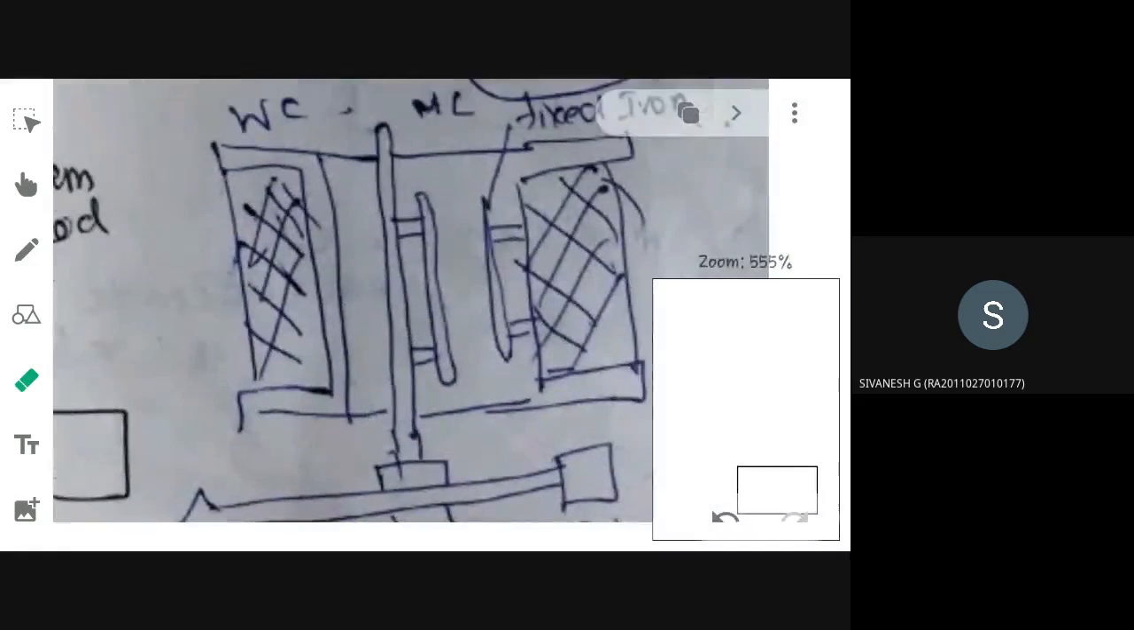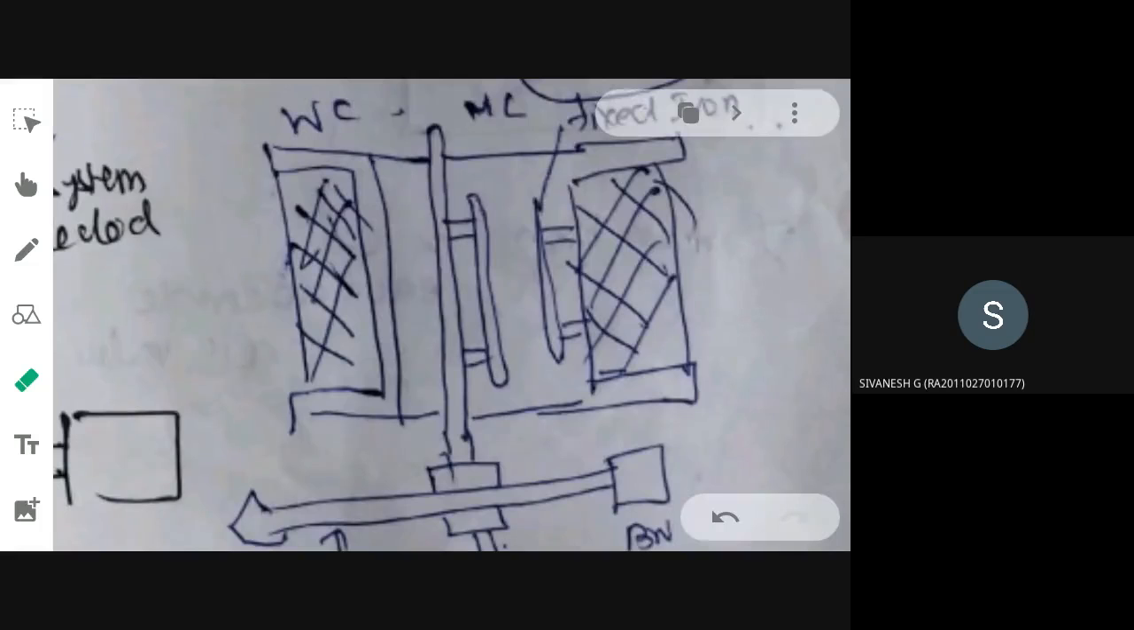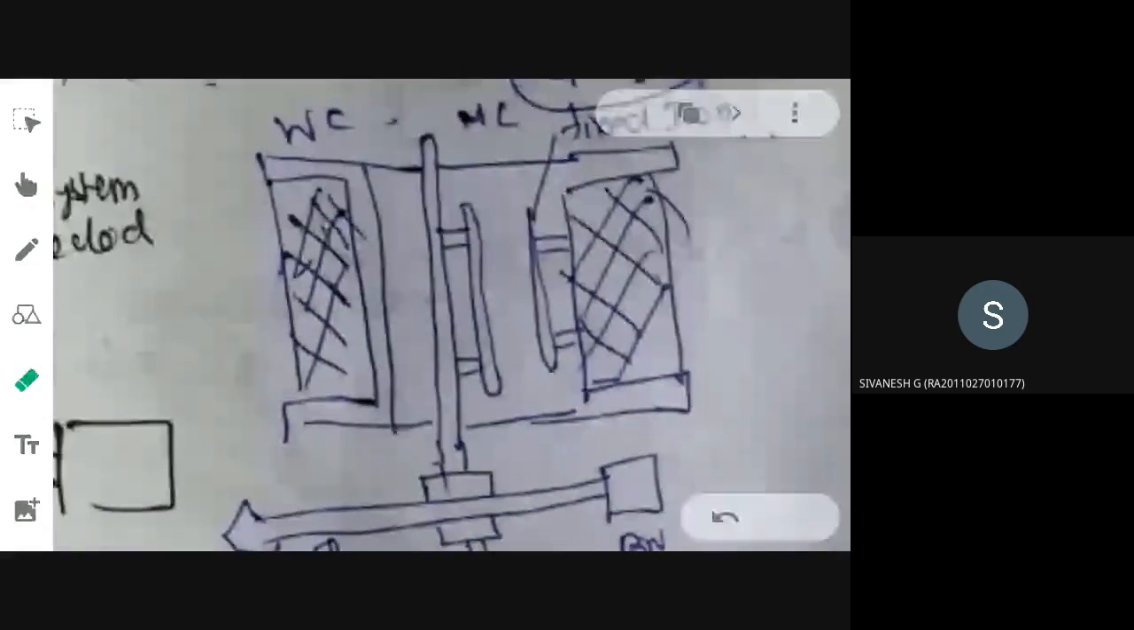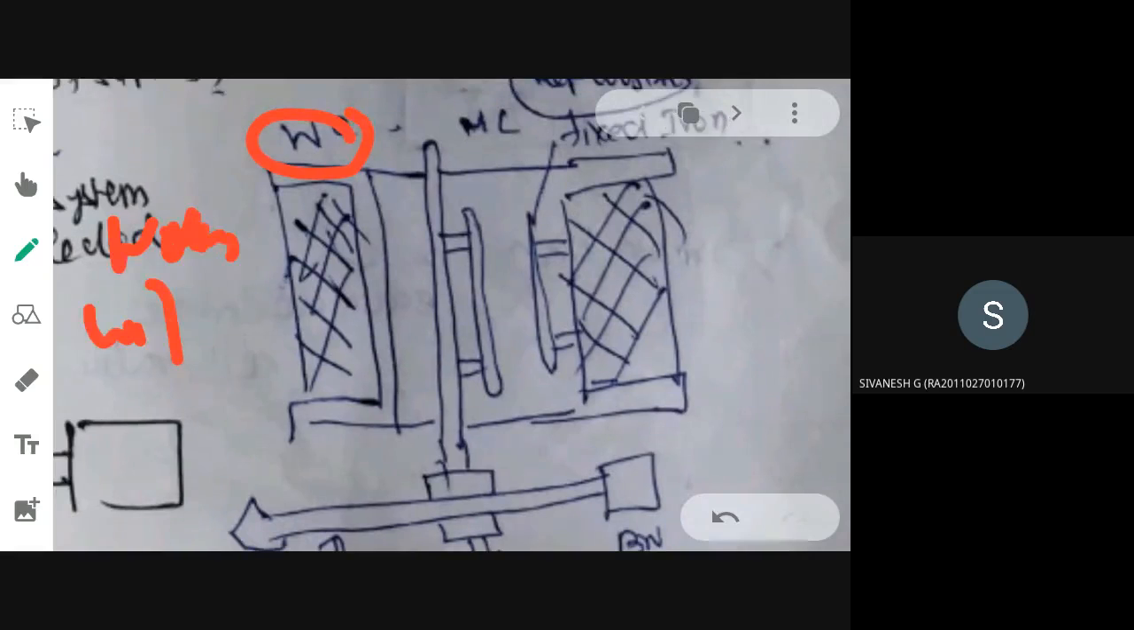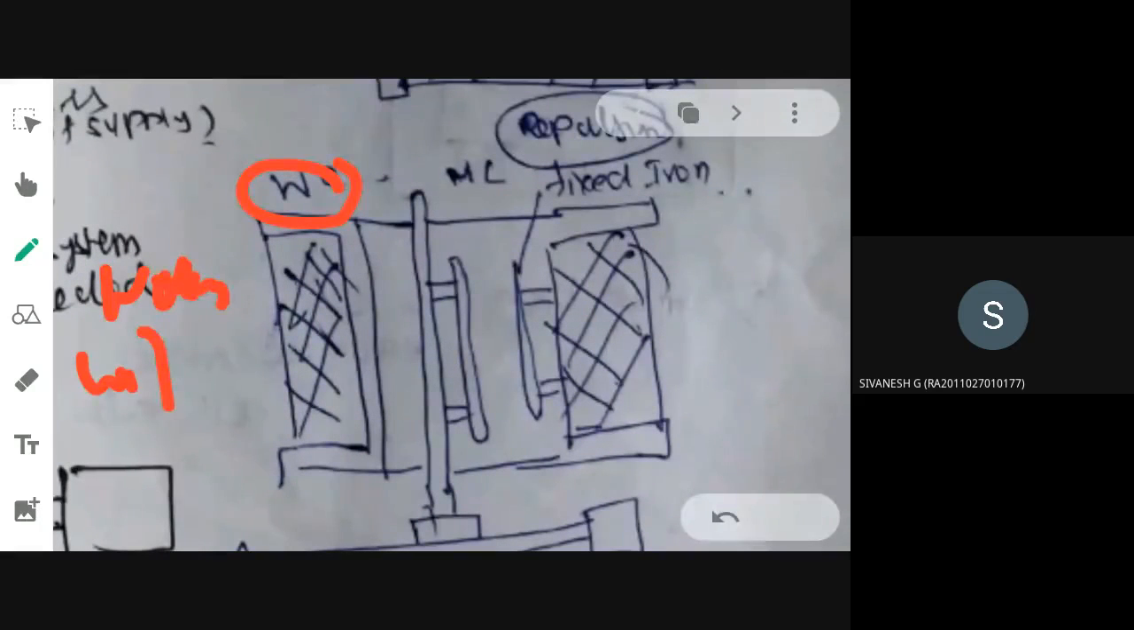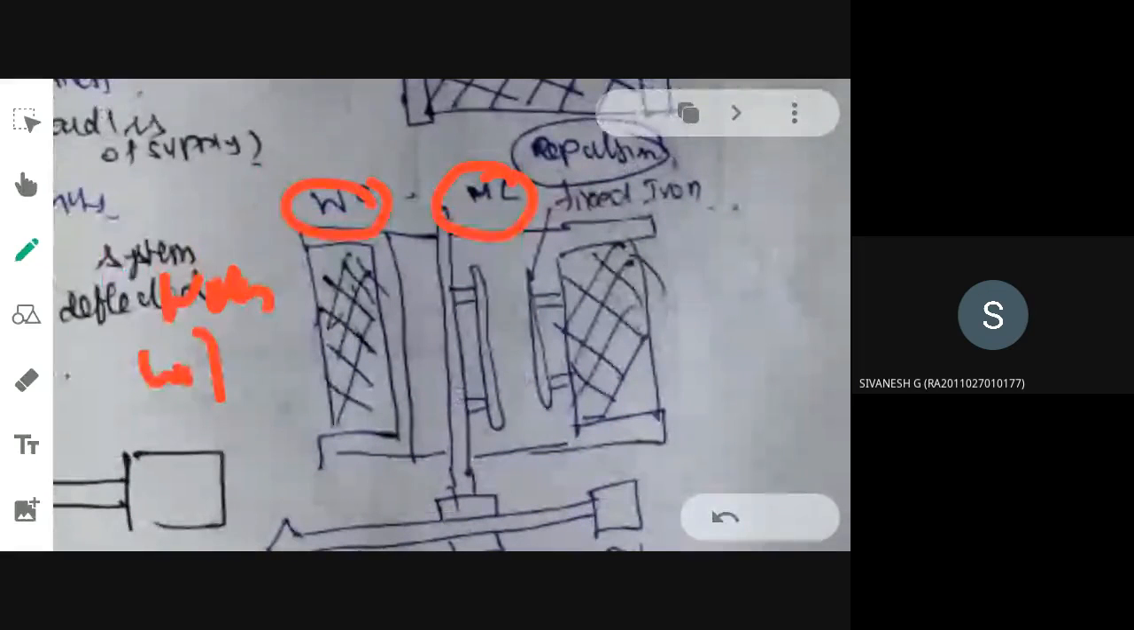This diagram shows your repulsion type of moving iron instruments. Here also you will be having two coils. WC represents your working coil, and MC represents your moving coil. So you are having two iron pieces here. As you can see, they have pointed out the name of this iron piece. This is one iron piece and this is one iron piece. Two iron pieces will be there. One is always connected to the stationary part.